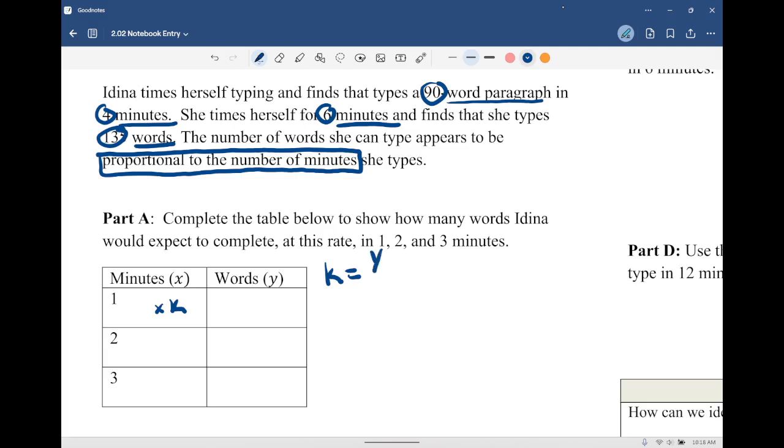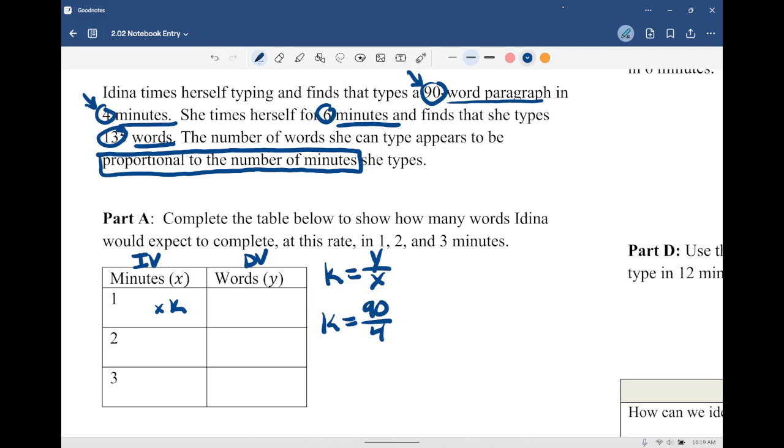K is equal to y over x. We already named that. This problem is telling us, oh, minutes are x, so that's our independent variable. Words are y, that's our dependent variable. And so if I want to find this, I'm going to take one of the pairs from the word problem. And so I'm going to say, okay, well, that means that k is actually 90 over 4, right? I'm just using those two values that they tell us.